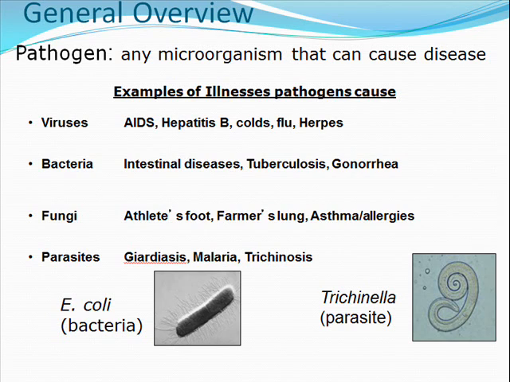Parasites are single or multi-celled organisms that live upon or within other living hosts from which they obtain some nutritional advantage. Some examples include malaria and trichinosis. Trichinosis is caused by eating raw or undercooked pork and wild game products infected with the larva of the trichinella worm.